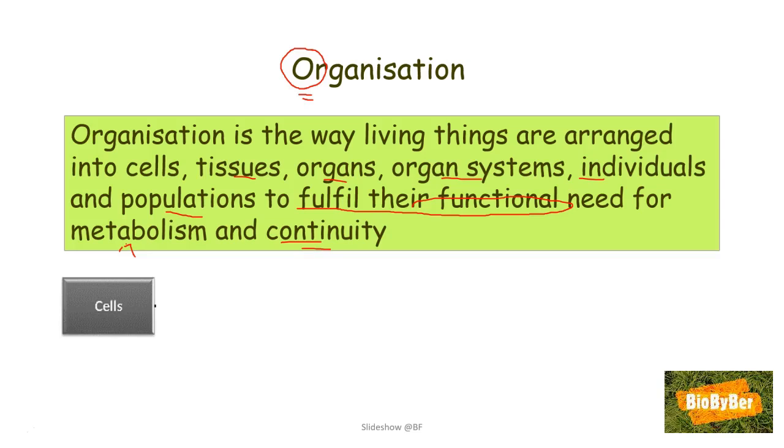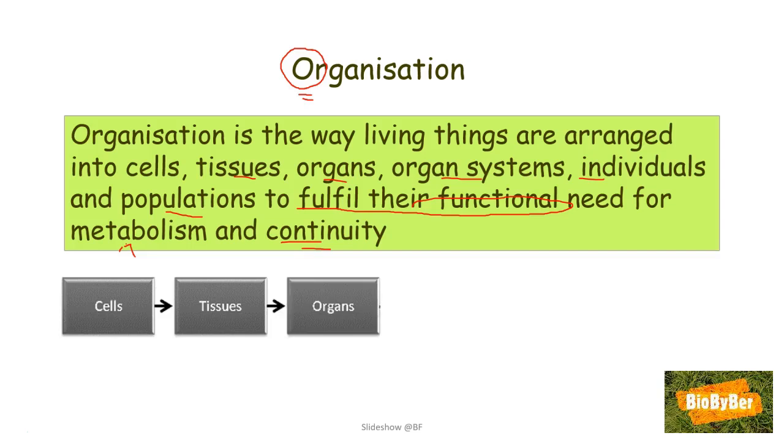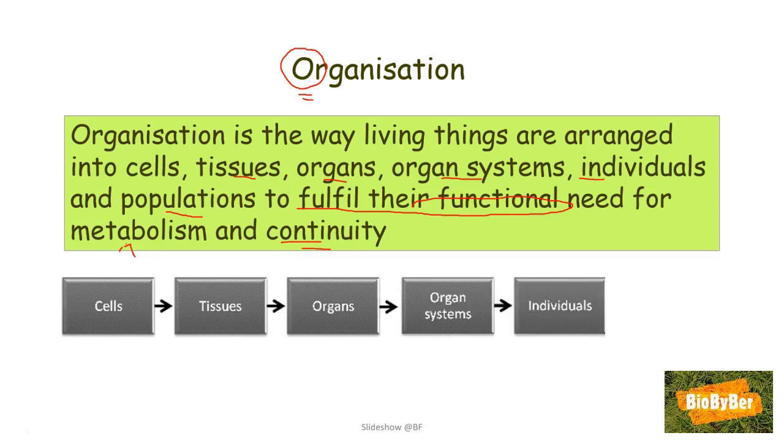Cells contain all the chemicals that are needed for life. Cells are organized into tissues, and in turn tissues are organized into organs, and a series of organs will form an organ system, and a group of systems will form an individual. A collection of individuals of the same species, remember we had that in ecology, will form a population.